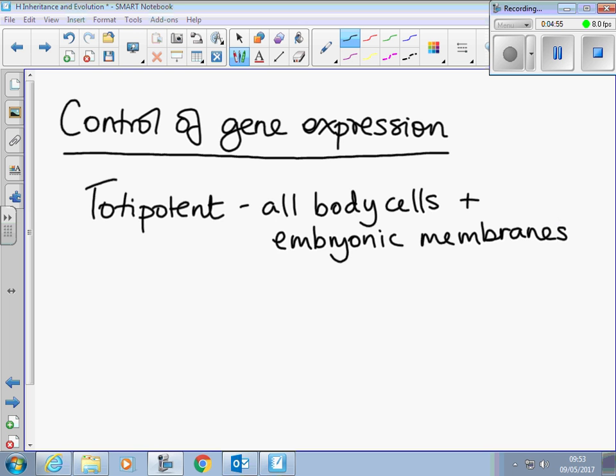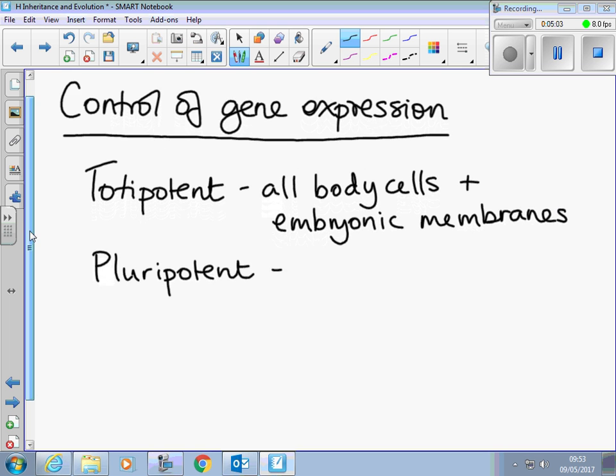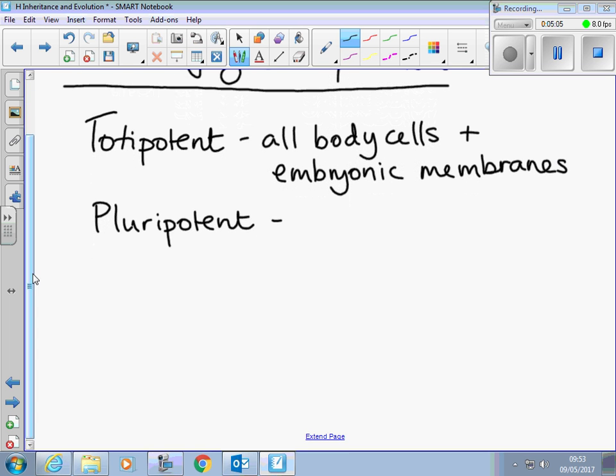The next step we get to is they're called pluripotent. Now, pluripotent stem cells are the ones that we often describe as being embryonic stem cells. And pluripotent ones can just produce all the body cells. And these are potentially really useful.